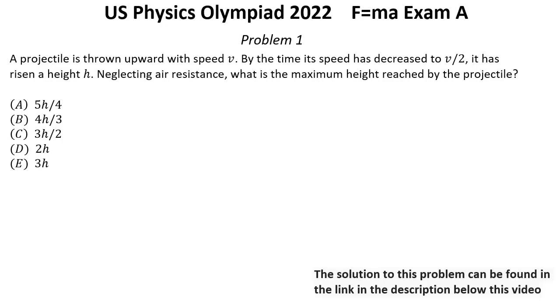US Physics Olympiad, year 2022. F = MA, exam A. This year was split into two equal competitions, and students could participate in any of them. As usual, it was given 75 minutes for 25 problems.